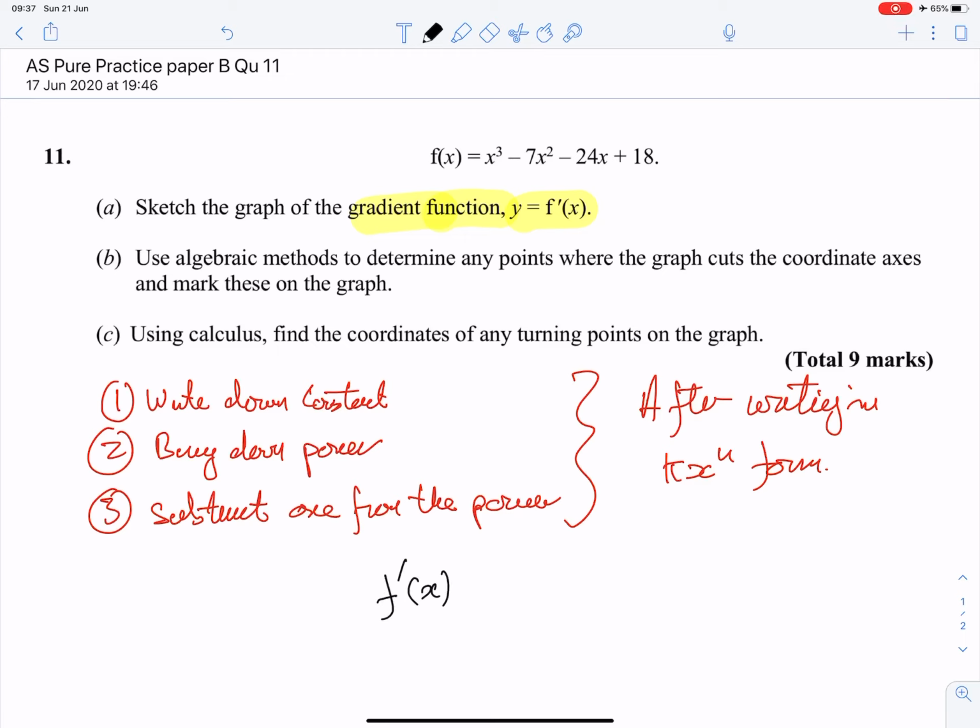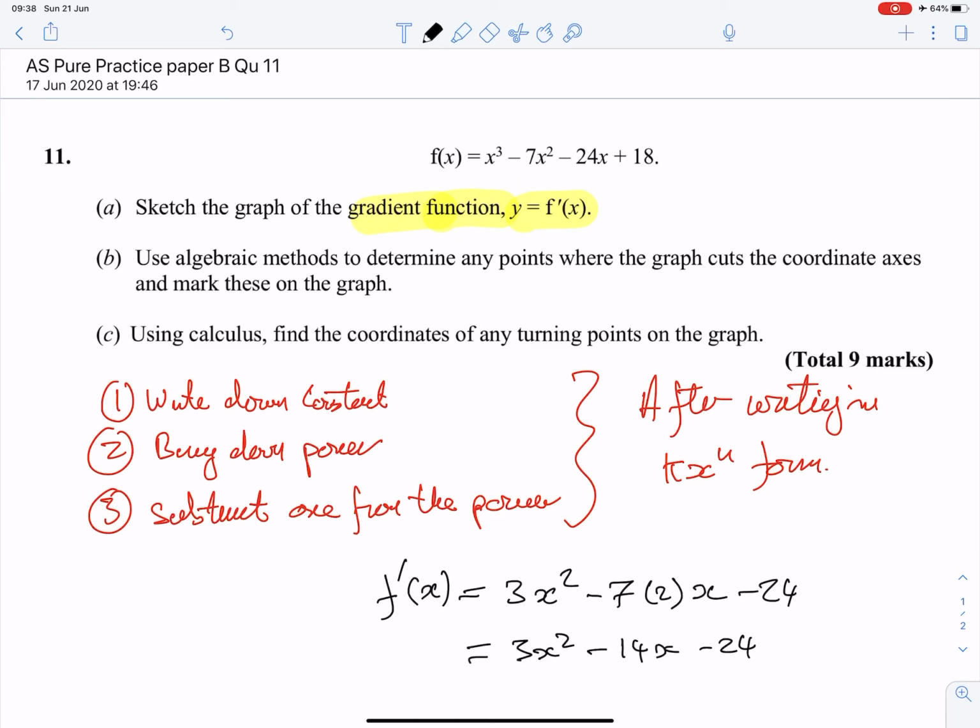So f dash of x equals, write down the constant, there isn't one, or it's 1, bring down the power, subtract 1 from the power. Minus 7, that's the constant, bring down the power, subtract 1 from the power. So that's 1. Write down the constants, minus 24. X to the 0, when we subtract 1 from it, is 1. So we just get minus 24. Or you can think of it as what is the gradient of the line minus 24x? That's minus 24. What's the gradient of y equals 18? That's a horizontal line, so that would be plus 0. So f dash of x becomes 3x squared minus 14x minus 24.